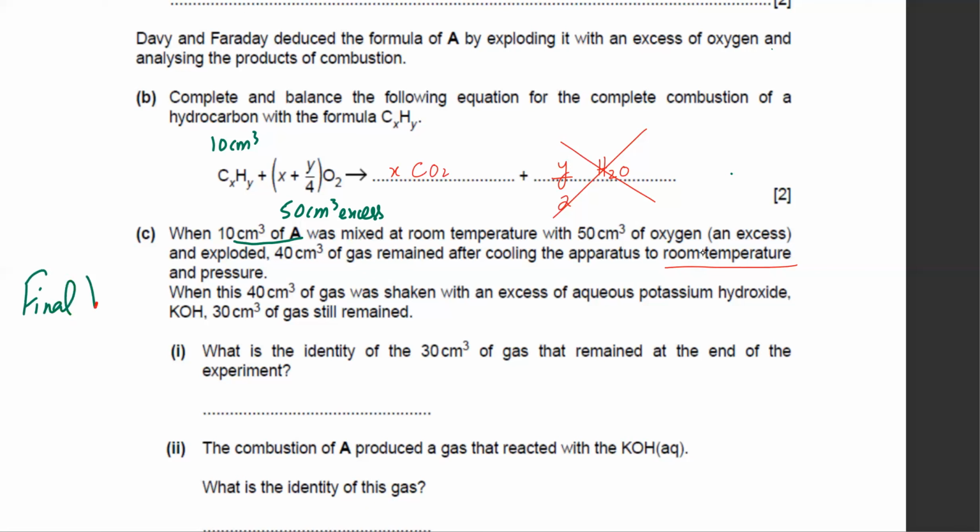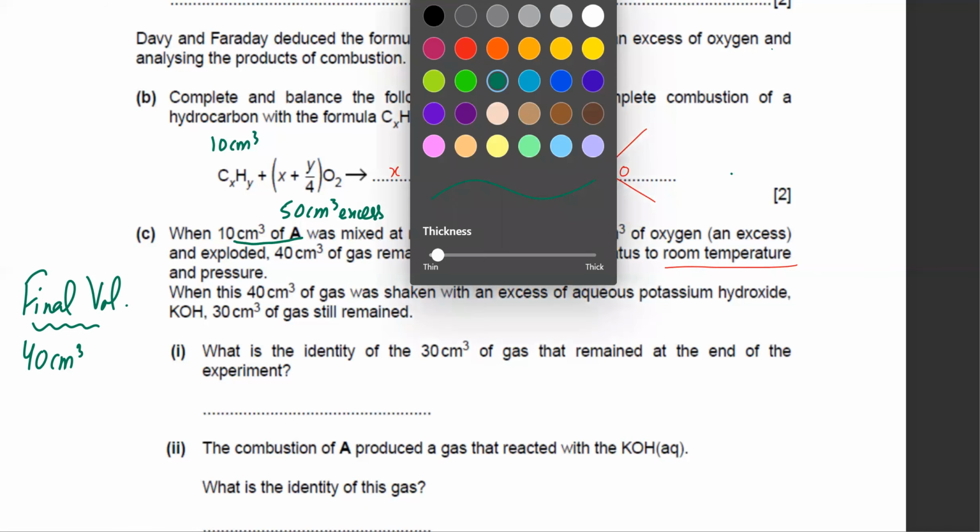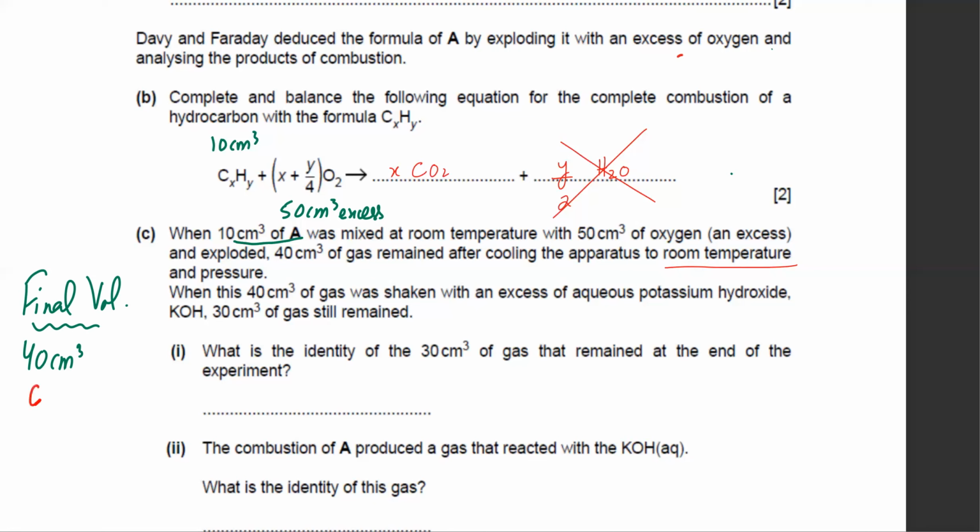So the final volume of gas is 40 cm cube. And he has cooled it to room temperature. So water is not going to be there. The gaseous mixture of 40 cm cube will not have water in it. What will it have? It will have carbon dioxide that's produced. Okay? So there will be carbon dioxide in it. And what else? The leftover remaining oxygen. You can remember he's using excess oxygen, so that means there has to be some oxygen still remaining.